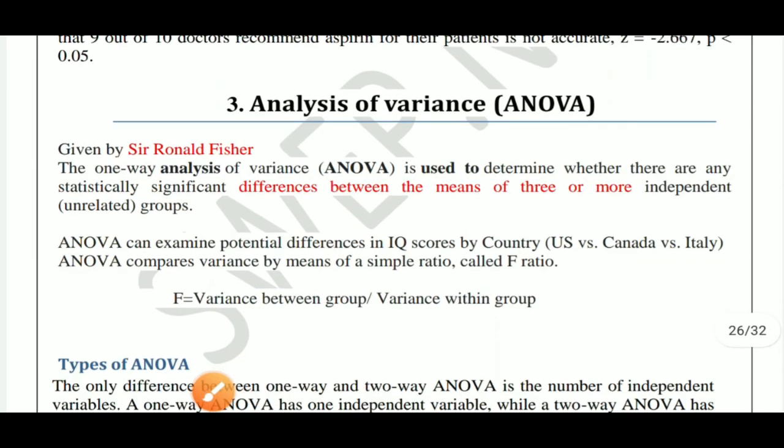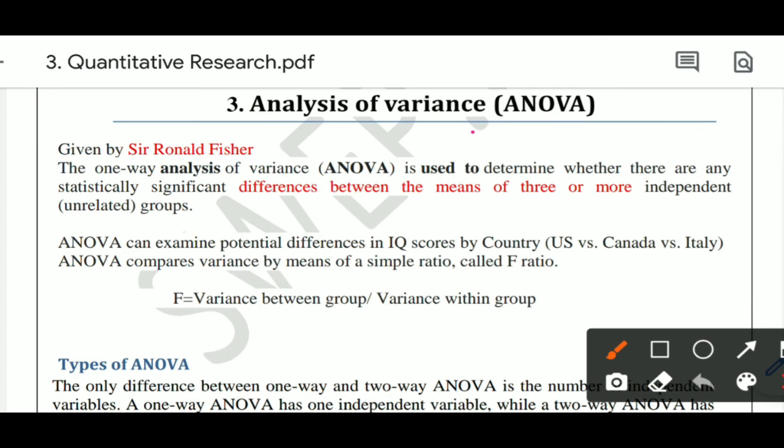So now the next test, that is the analysis of variance. You can also call it the ANOVA test. Basically, this test is very important because it can be used for more than two or three variables. So that's why this is very important. And this ANOVA test was given by Sir Ronald Fisher.